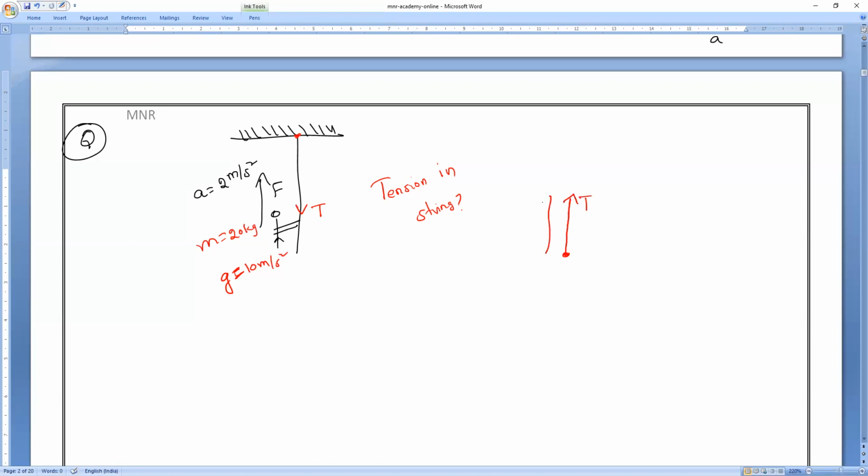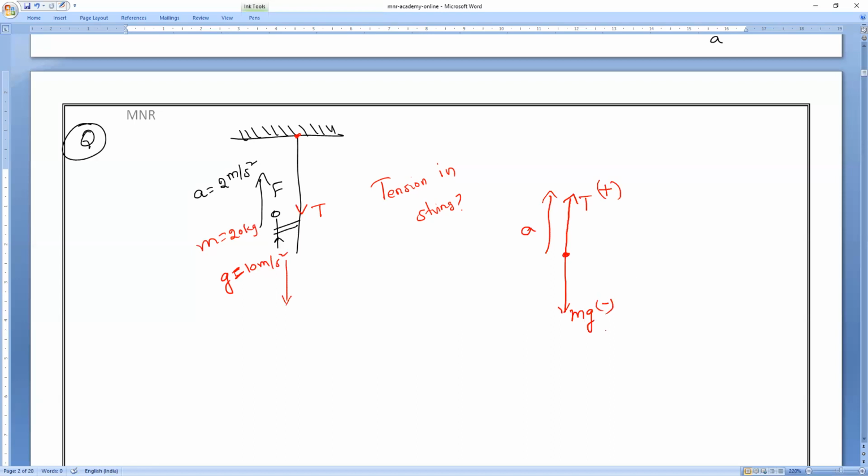Now the boy is going in the upward direction only, so acceleration is in this direction. This is considered positive. And something is acting in the downward direction. As he is going up, something is acting downward. What will it become? Please respond. mg. Am I right or wrong? Then this is considered negative.